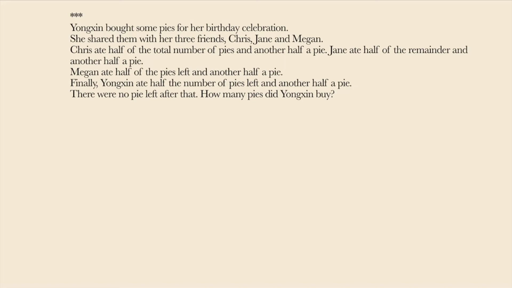So how complicated can a question get at level 3? We shall find out. Half of the total and another half a pie. So I'm not going to write half plus half. I'm going to write half T plus half went to Chris. So this is half T minus half.